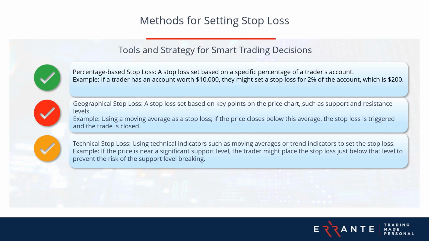There is, let's say, a big difference between the geographical stop loss and the technical stop loss. In the geographical stop loss, we usually rely on the price levels, not indicators or, let's say, analytical tools. But in the technical stop loss, we mostly use oscillators and indicators as a hint to find a pivotal point in a trend.